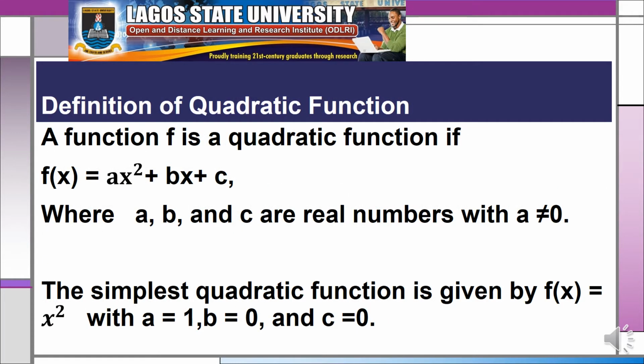A function f is a quadratic function if f of x is equal to ax squared plus bx plus c, where a, b, and c are real numbers, with a not being equal to 0. If a was 0, then the equation would be a linear equation. The simplest quadratic function is given by f of x equals x squared, with a equals 1, b equals 0, and c equals 0.